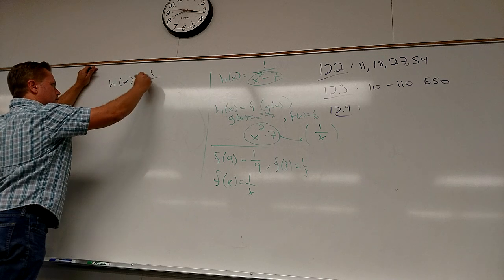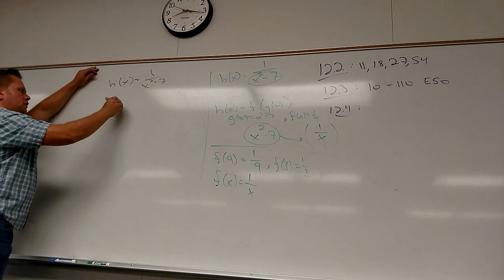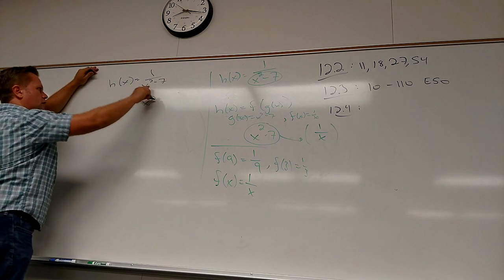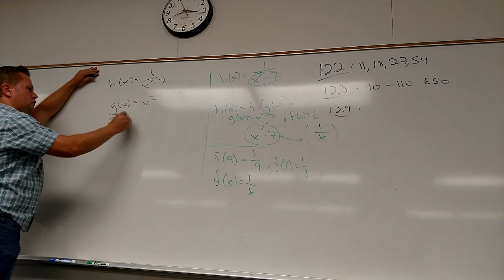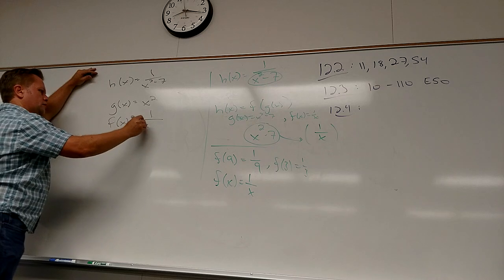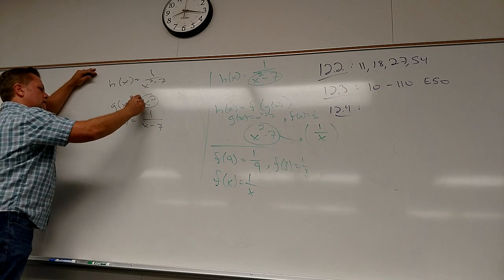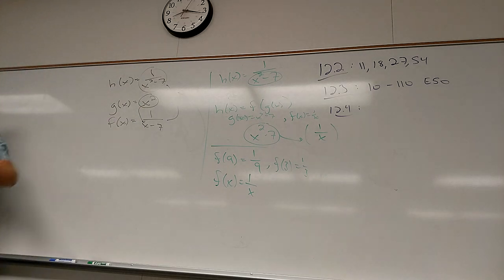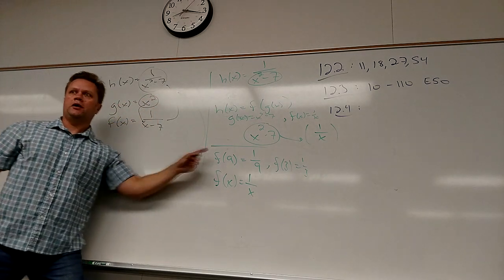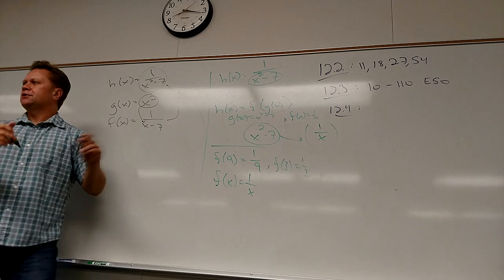So for this, another possible answer would be g of x is x squared. Yes. See how I knew you were going? And f of x would have been 1 over x minus 7. Because if I put that in here, I get this. So that's the same problem, two possible answers. That's why they say answers may vary.